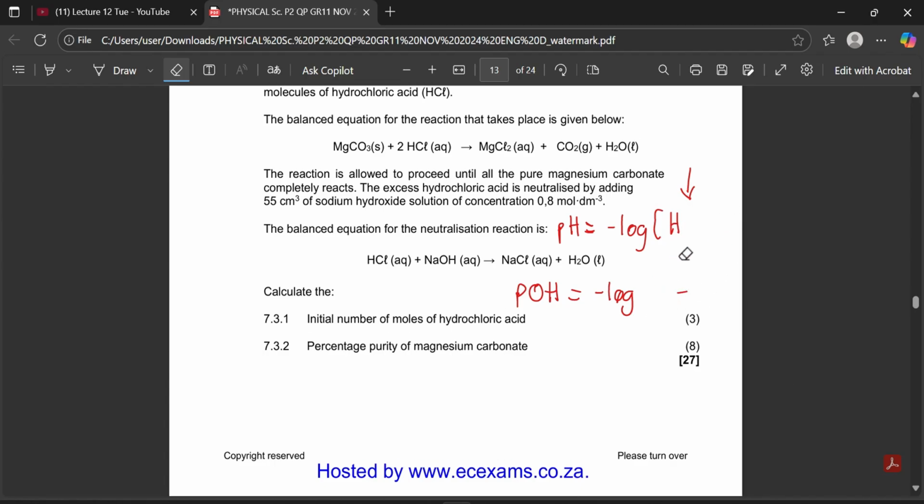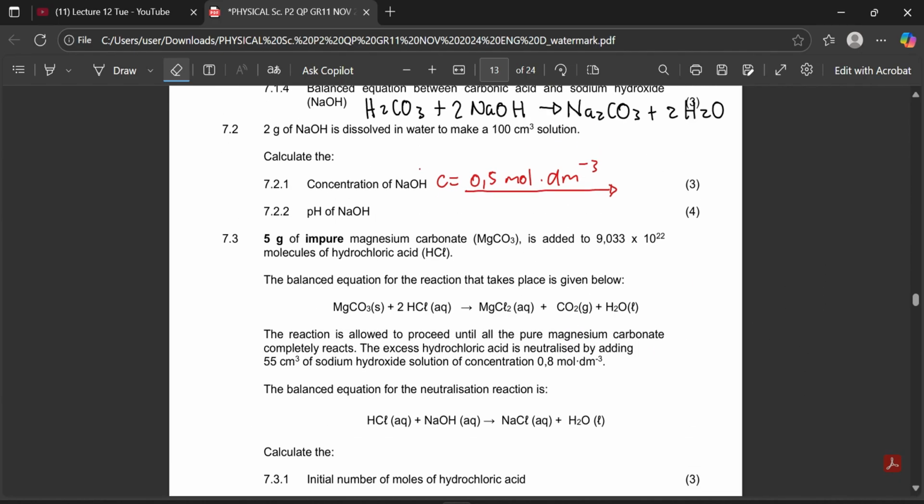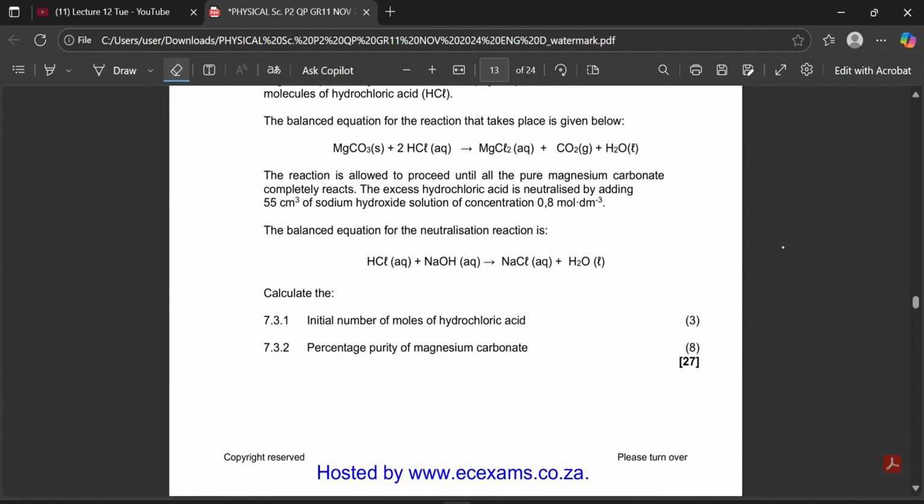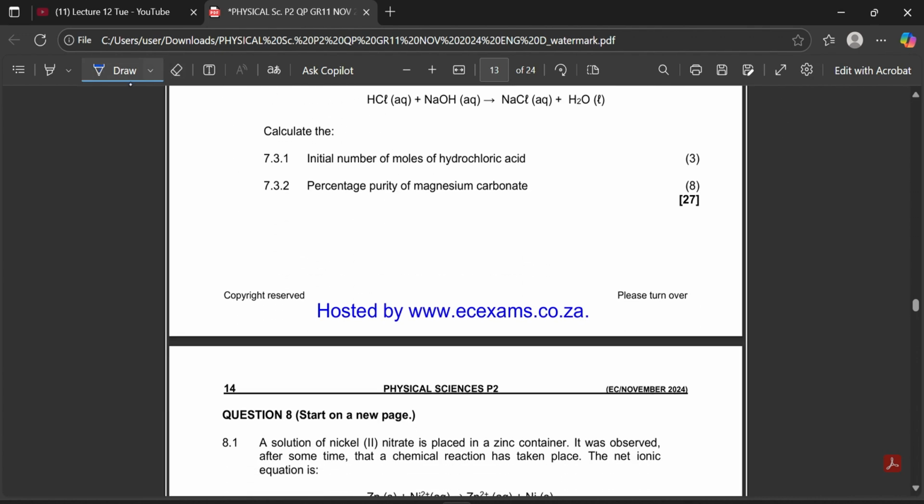If I say that pH is negative log of the hydronium ion and pOH is a negative log of the hydroxide ions, how then do we get those concentrations? Well, we do have the concentration of sodium hydroxide. Now, I want you to note something very, very important. We know that we talk about stoichiometric ratios, right? And when we refer to that, we are referring to the number of moles.